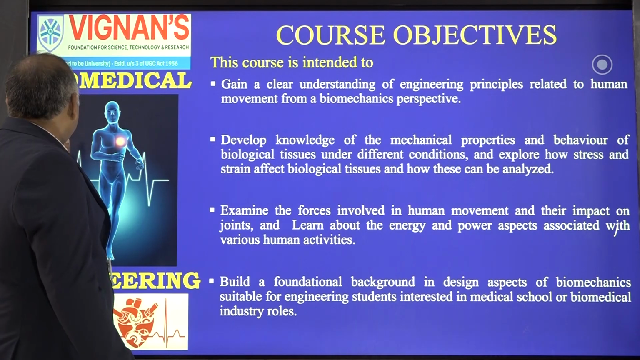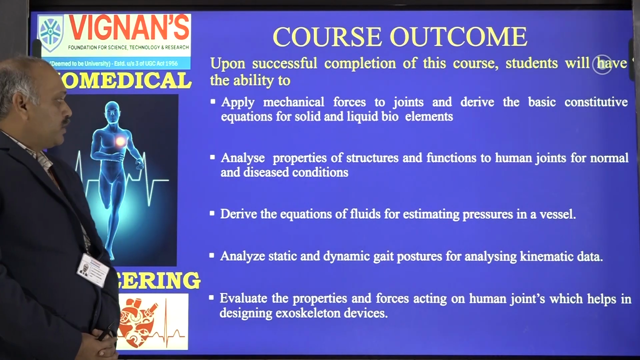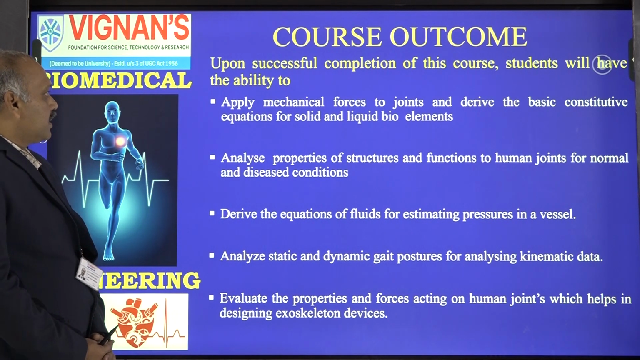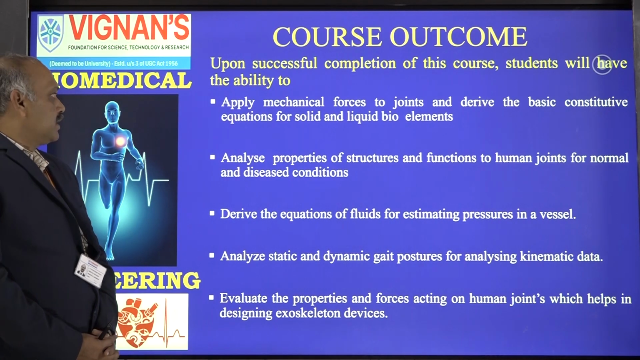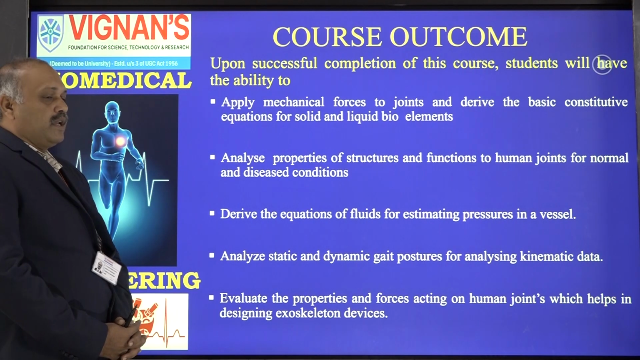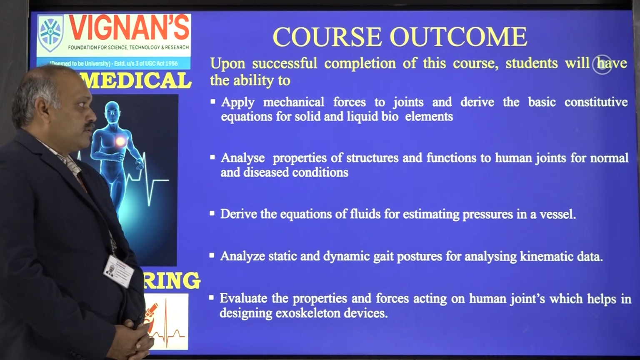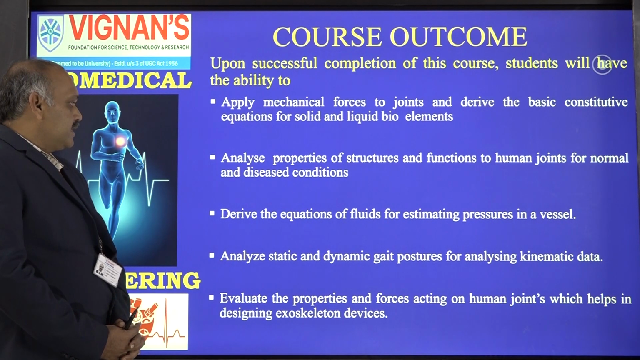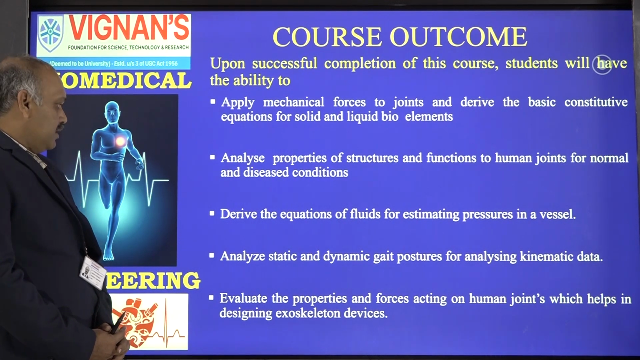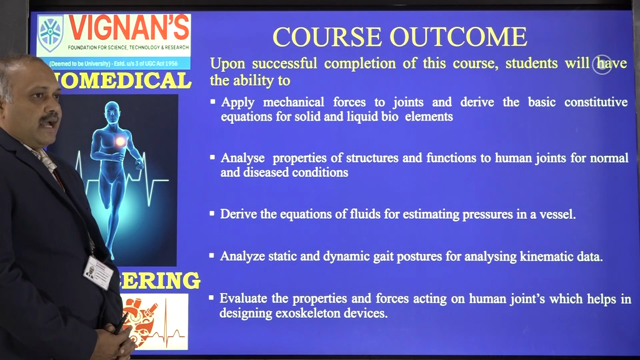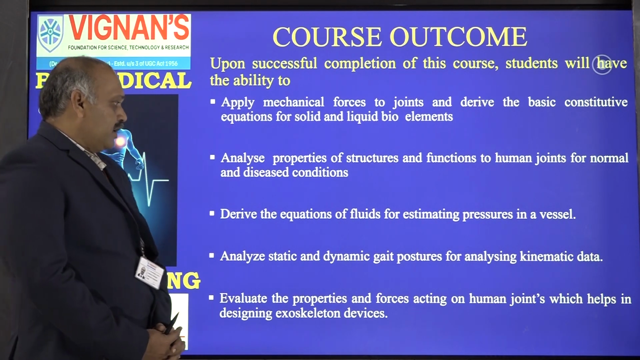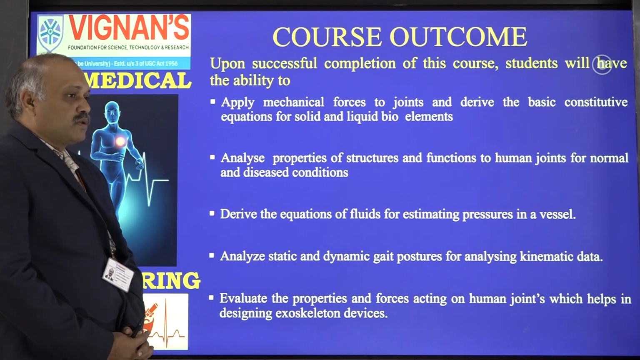After completing this course, the student will be able to achieve the outcomes defined as follows. The first one is to apply mechanical forces to the joints to derive the basic equations for solid and liquid bioelements. The second is to analyze the properties of structures and functions of human joints for normal and diseased conditions. The third one is to derive the equations of fluids for estimating the pressure in vessels, and the fourth one is to analyze static and dynamic patterns. The last one is to estimate the properties of the forces on the human joints, which helps in designing exoskeleton devices.